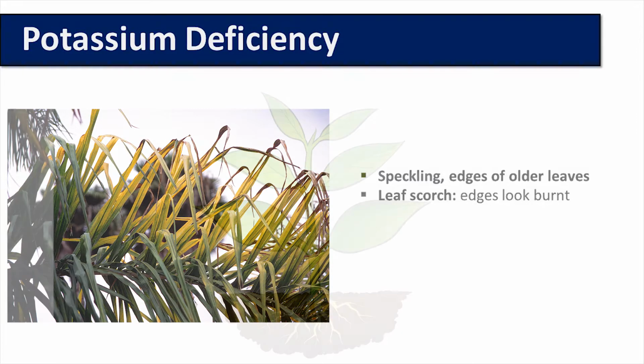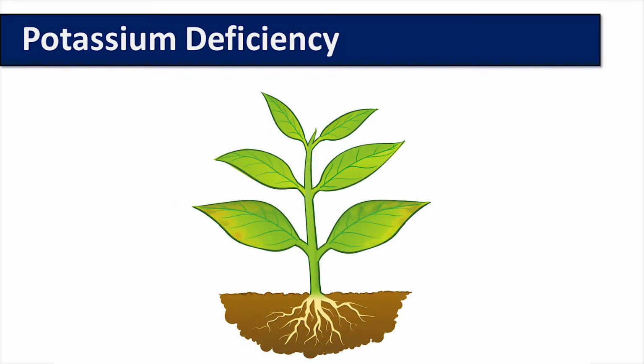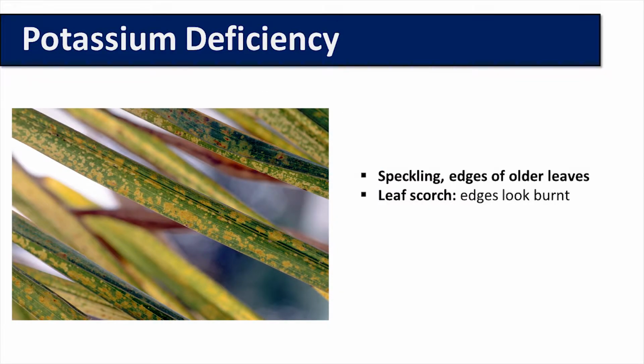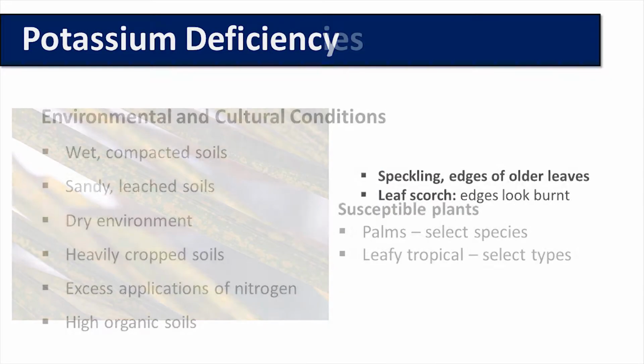So what will happen is that the oldest leaves will become yellow or speckled or necrotic, specifically on the leaf margins. Again, mimicking more of the drought stress or a salt stress. Leaf scorch can also occur, looking as if the plant leaves have been burned.